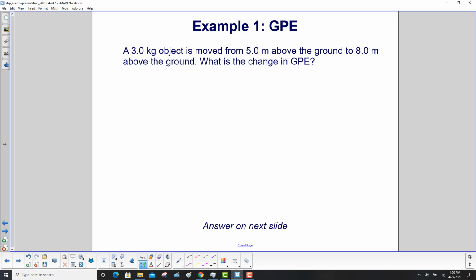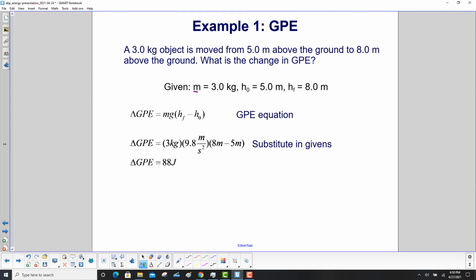We'll show how we use the GPE equals mgh equation now. We're going to take a 3 kilogram object, and it's going to move from 5 meters above the ground to 8 meters above the ground. What is the change in GPE? We start with our givens. Here's the mass of the object, here's the initial height, and here's the final height.